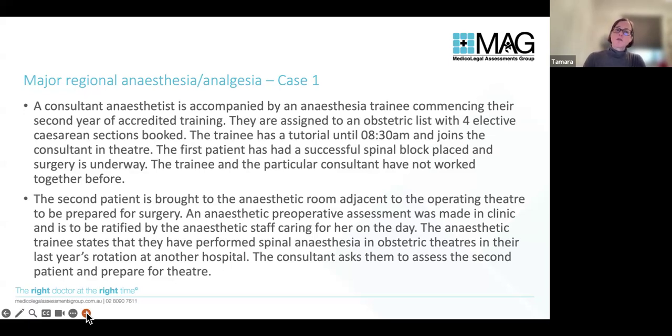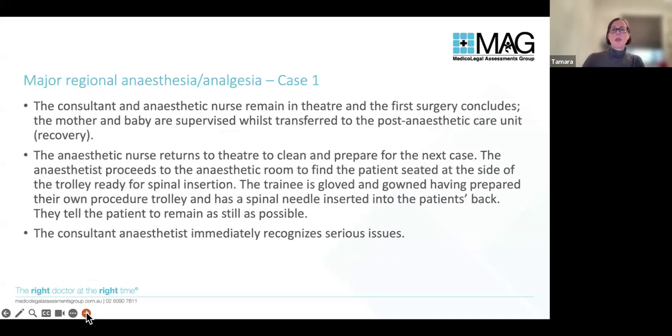The second patient for caesarean section comes into the adjacent anaesthetic room, and without much discussion, or very prescriptive discussion, the trainee is asked to just go and assess the patient and prepare them. Their intention here would be that they would oversee the previous anaesthetic assessment, put a drip in and report back, I would just expect.